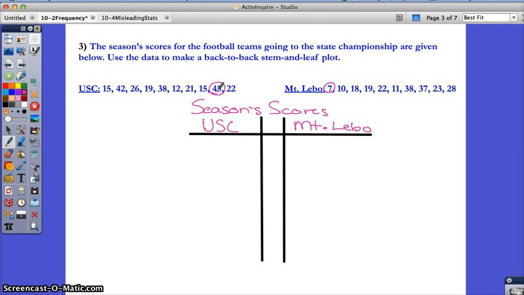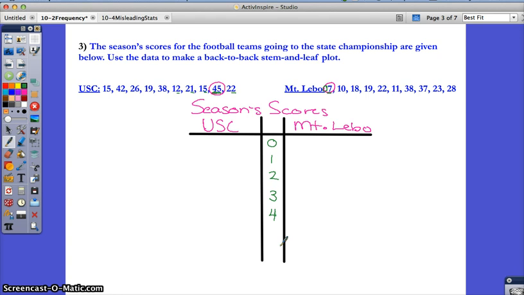Now your stem is going to be all numbers other than the last digit. The last digit in this data is the ones column, which means all the numbers in the ones column are going to be your leaves. Which means the stem has to go from 0, because the score of 7 would be 0 | 7, and it has to go all the way up to 4. So 0, 1, 2, 3, 4.